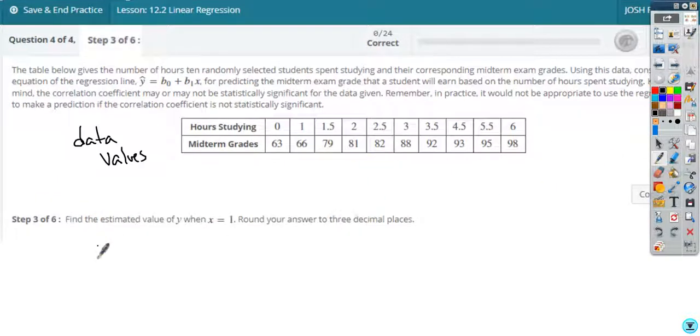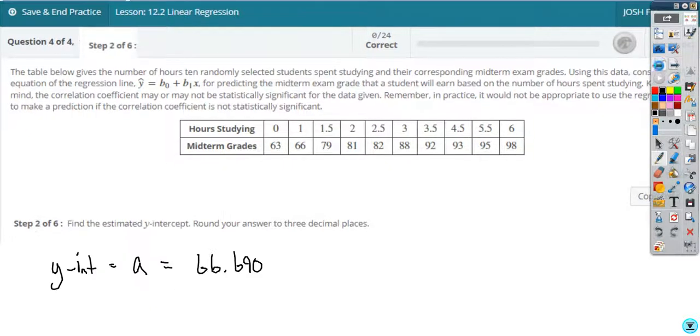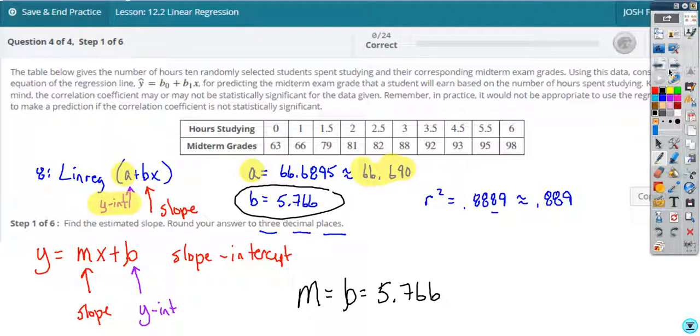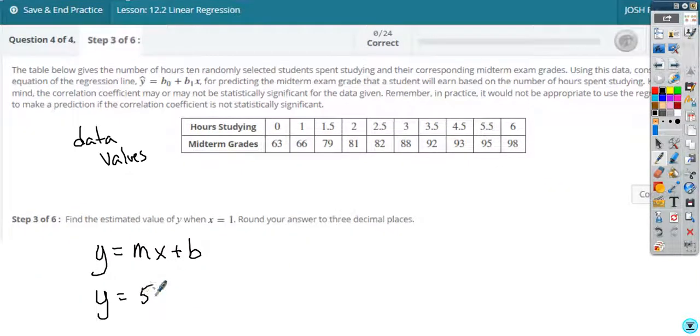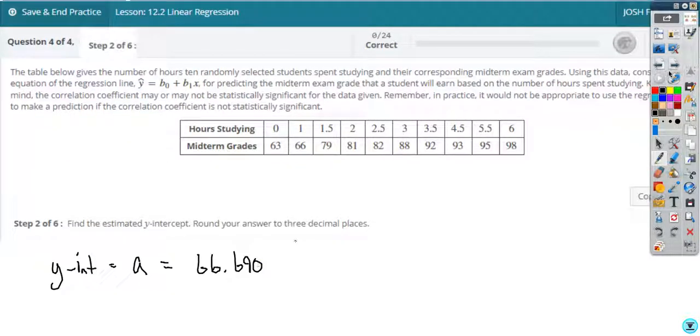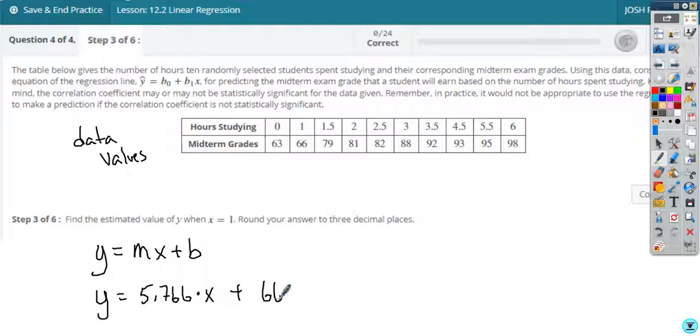once again we have this linear regression line, this line y equals mx plus b. We now know that our slope is, and I've got to go back and remind myself because I don't have it written down, 5.766. So our slope is 5.766 times x plus our y-intercept, or our b value, which is 66.690. And that's our regression equation.